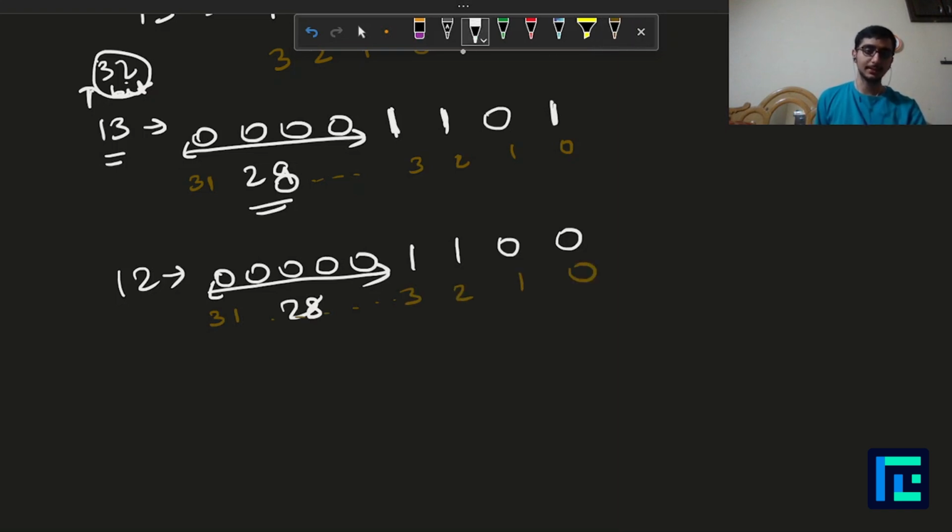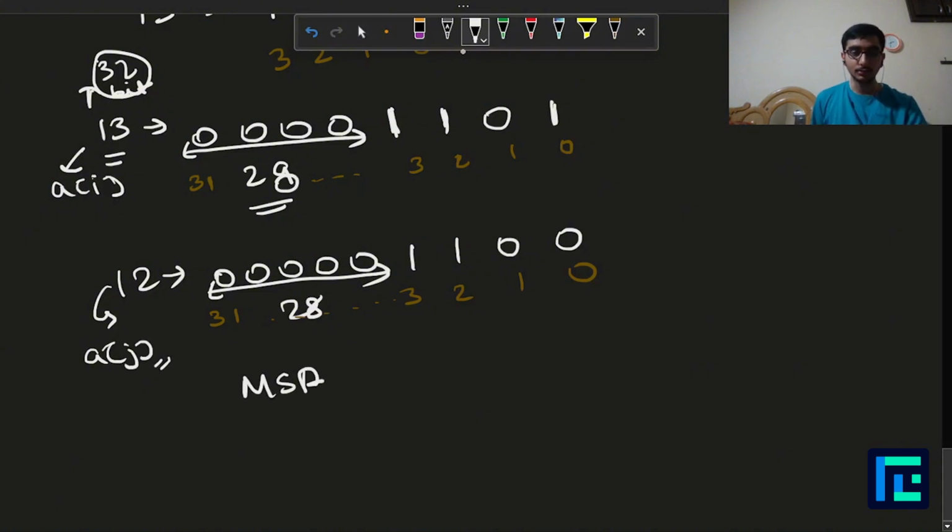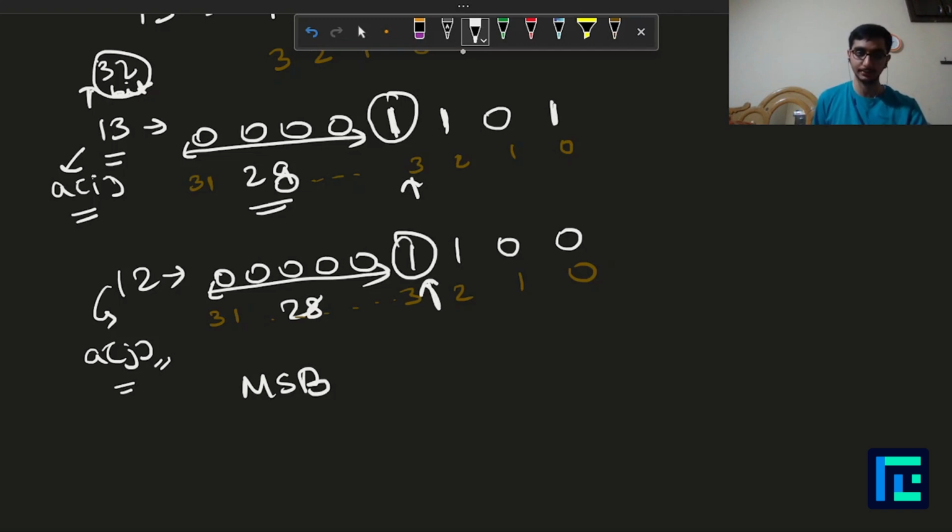Now what I do is, let's say this is A of i, and let's say this was A of j. I compare the positions of the MSB, right? So the MSB for A of i is present at the third index, right? And the MSB for A of j is also present at the third index, right? So if the position of the MSB of A of i is the same as the position of the MSB of A of j, then what would happen?